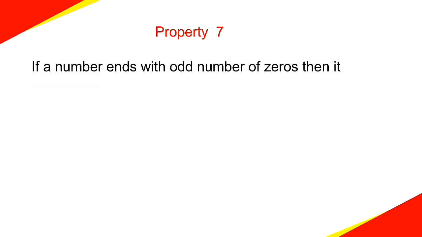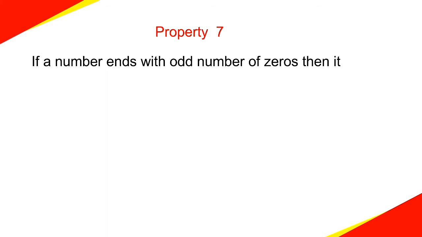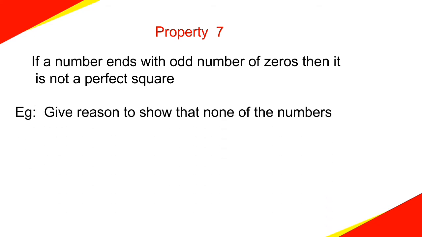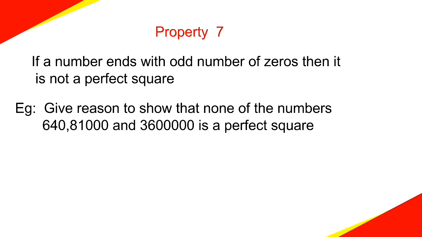Now we are going to learn property number 7. What is property number 7? If a number ends with an odd number of zeros, then it is not a perfect square. Now I am going to give some examples. Give reason to show that none of these numbers, 640, 81,000 and 36 lakhs, is a perfect square. Now I am going to solve this.